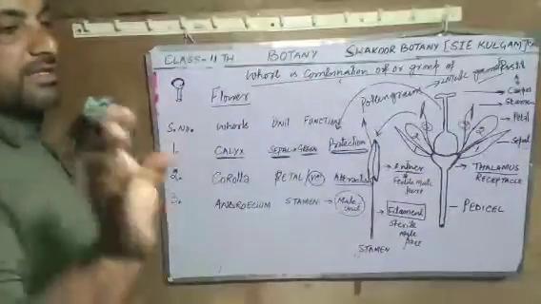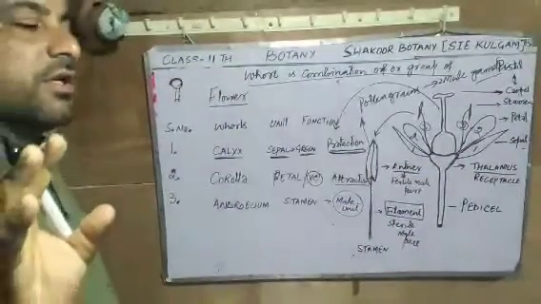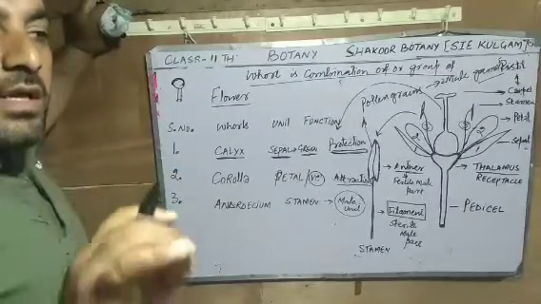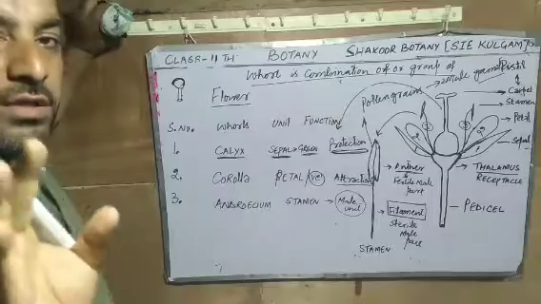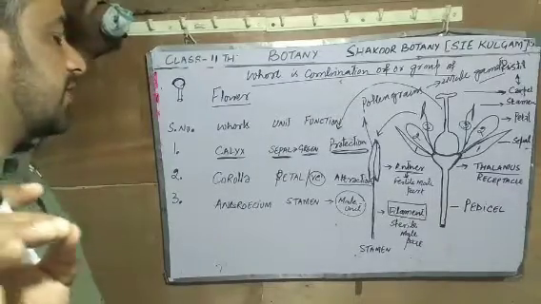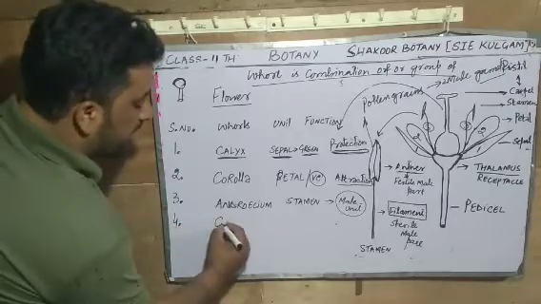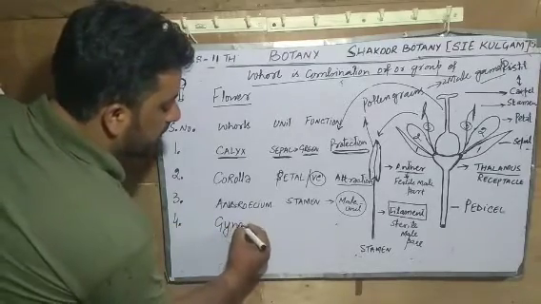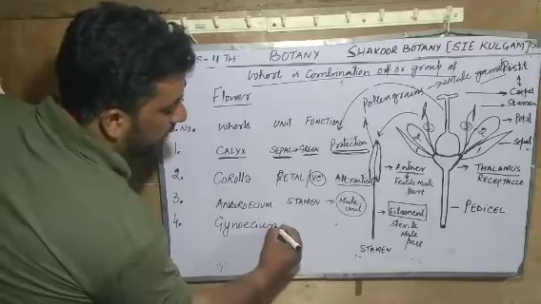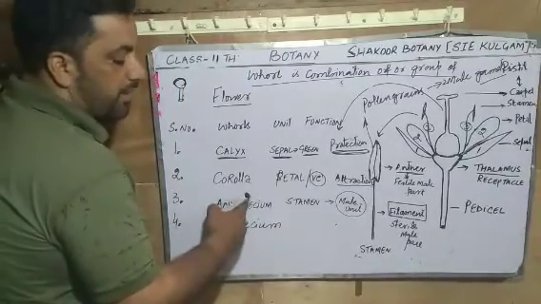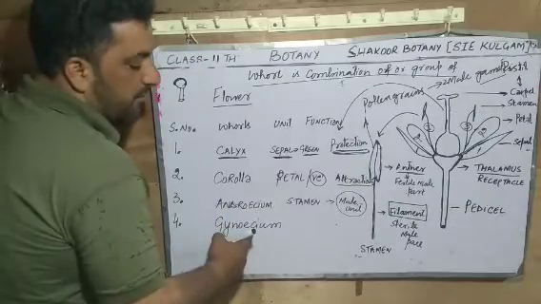Remember, it is the anther inside which the pollen grains are produced. Those pollen grains later on give rise to 2 male gametes. Remember, the 4th whorl is called the gynoecium. It is the female whorl. Androecium is the male whorl. Gynoecium is the female whorl.